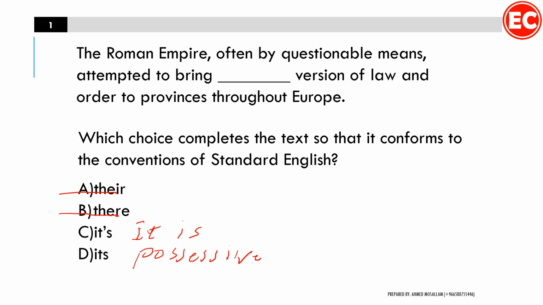So what we need here, we have a noun, version. Roman Empire is singular, so we have these two options. Do we need another subject and verb? Here we have the subject already, so we don't have to repeat it again. So in that case, the answer will be D, because this is possessive. We're going with its version of the Roman Empire. Okay.